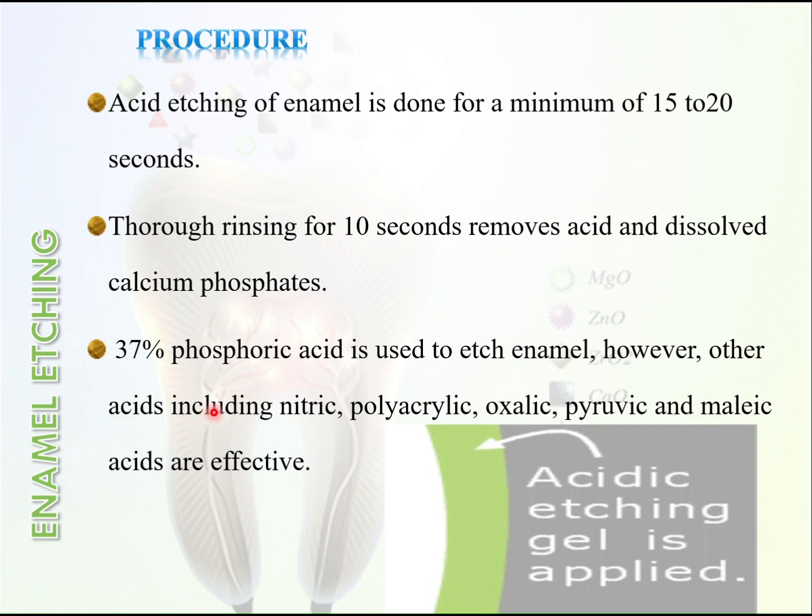So what is the procedure we should follow? Acid etching of enamel is done for 15 to 20 seconds. Thorough rinsing after acid etching should be done for at least 10 seconds to remove all the acid. Then we should use 37% phosphoric acid to etch the enamel. Other acids which are available are nitric, polyacrylic, oxalic, pyruvic and malic acids.